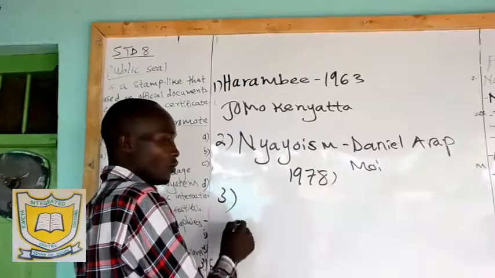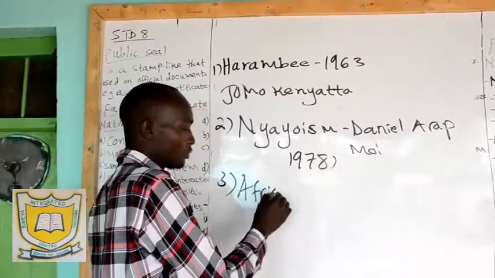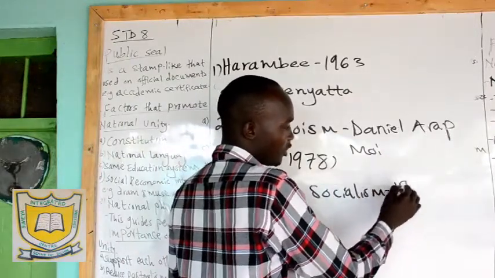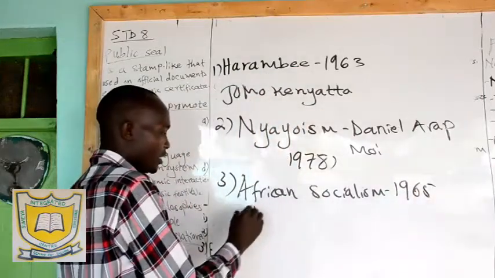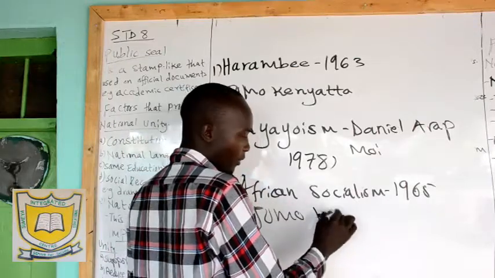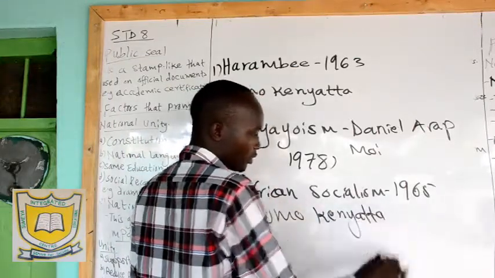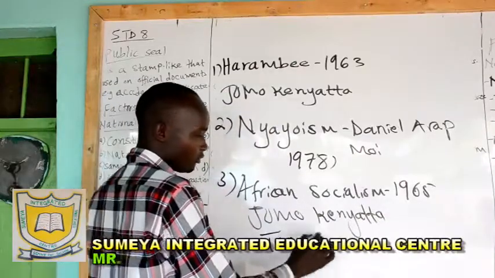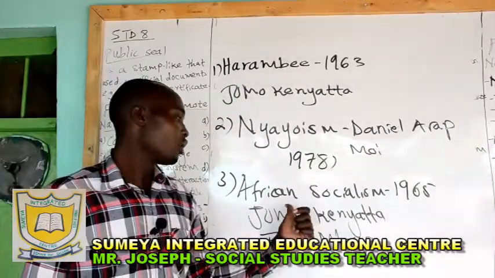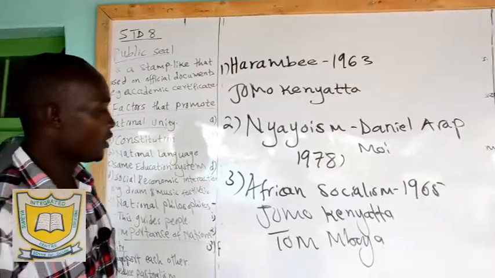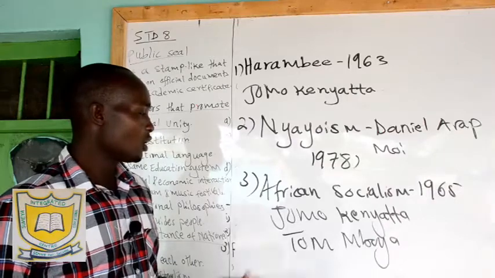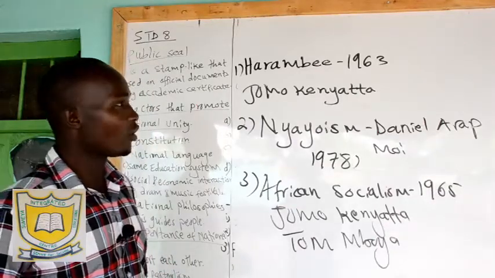Then number three, we have what you call African socialism. African socialism was introduced in 1965 by Mzee Jomo Kenyatta and a great man called Mzee Tom Mboya. So these are the people who introduced this one. We call it African socialism. It was also to bring people together and also to make sure that we build the nation, both the development at the social, political, and economical level.